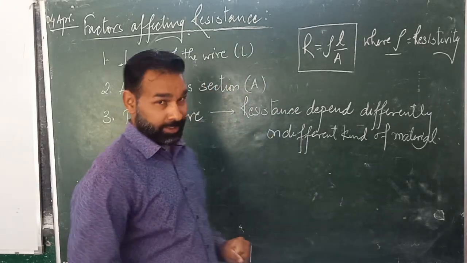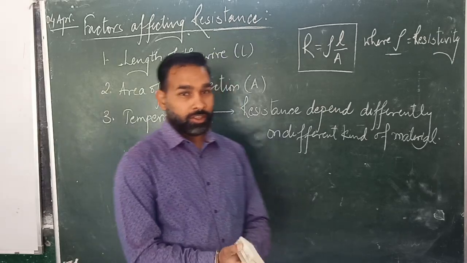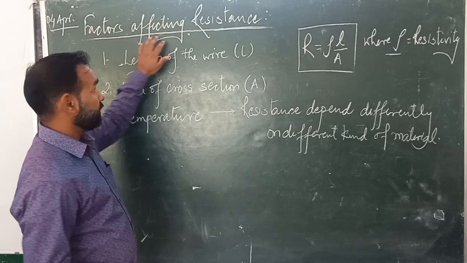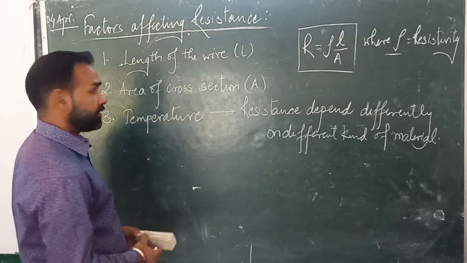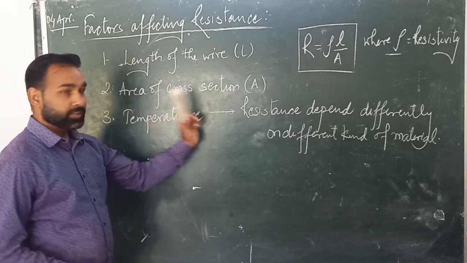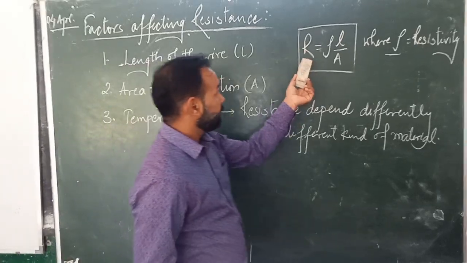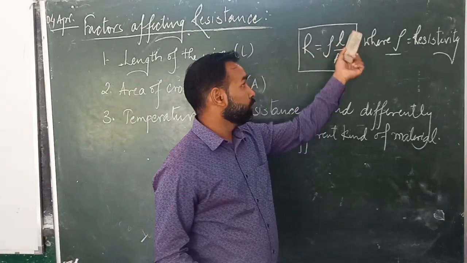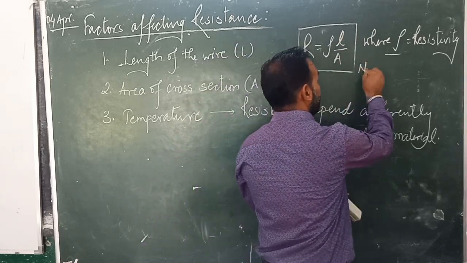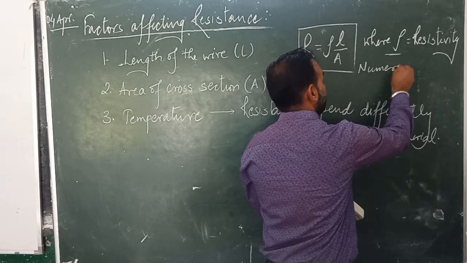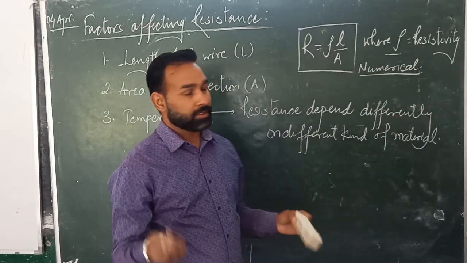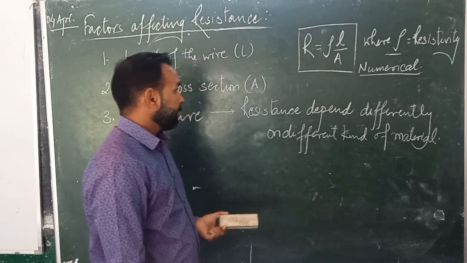So today we are back again with a new video on the topic which we were discussing yesterday, that is factors affecting resistance. Yesterday we discussed a few of the factors, that is length of the wire and area of cross section, and we derived this expression R equals rho L upon A, which is very important from your numerical point of view. What kind of numericals will be there, that I will be discussing today with you all.